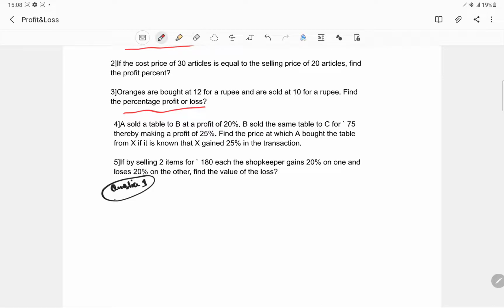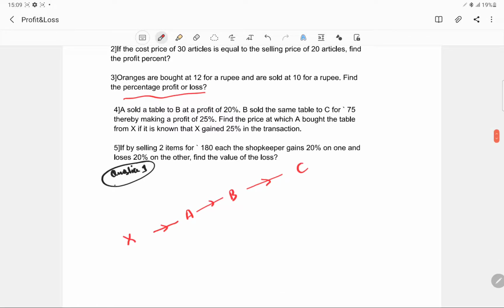Now let's see this. A sold a table to B at a profit of 20%. B sold the same table to C for rupees 75, thereby making a profit of 25%. Find the price at which A bought the table from X, if it is known that X gained 25%. So there is another person X, and the price at which A bought the table from X, it is known that X gained 25%.